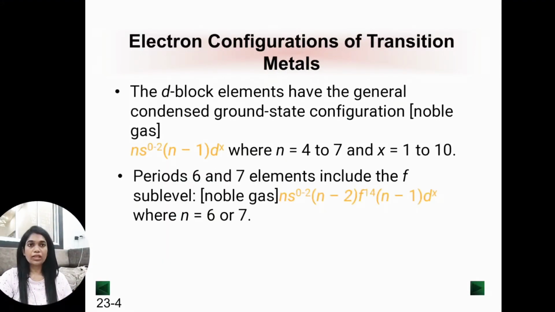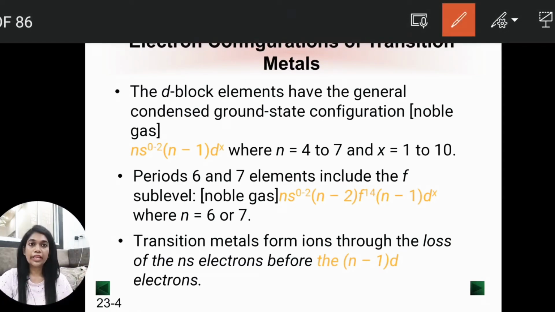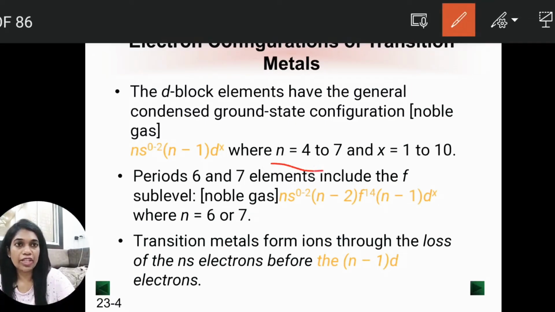Now let's see the electronic configuration of these metals. The general electronic configuration for d block elements is ns0 to 2, (n-1)dx, where n is equal to 4 for the 3d series. For the 5d series, n is equal to 5. This value changes as we move down the group. It goes up to 7.